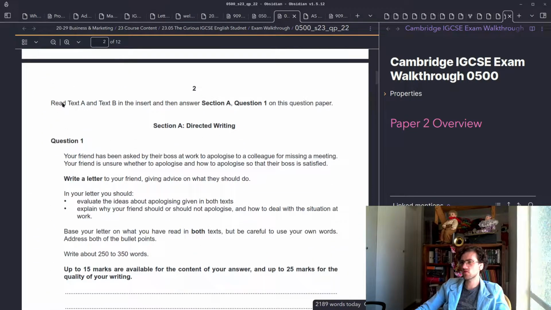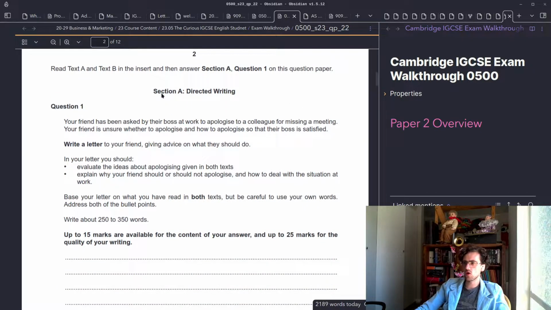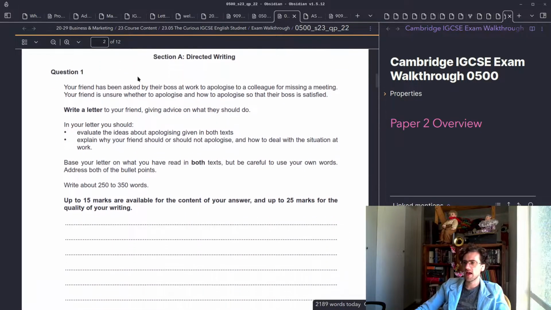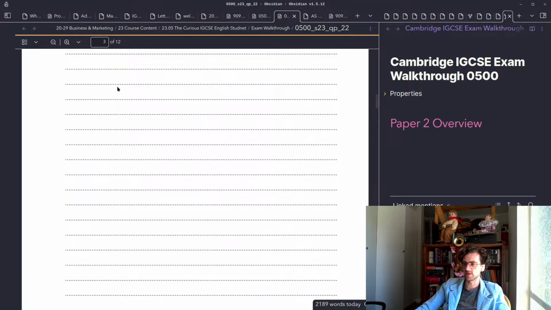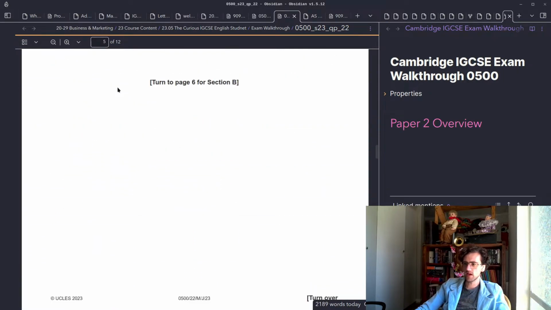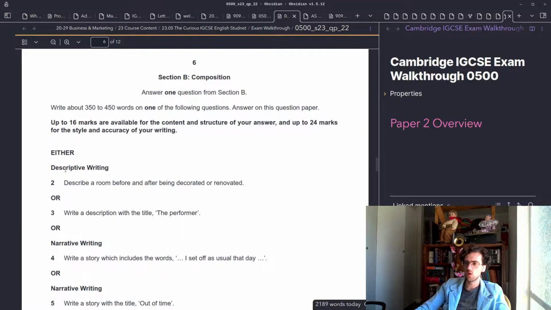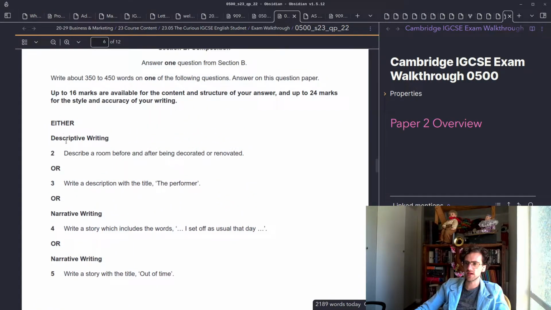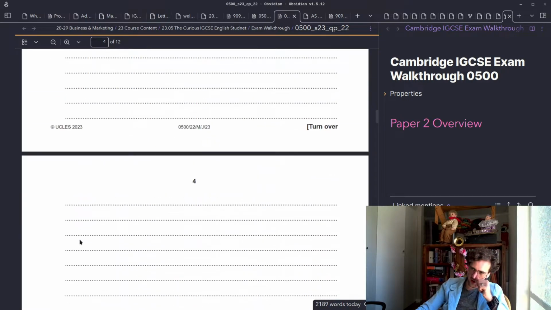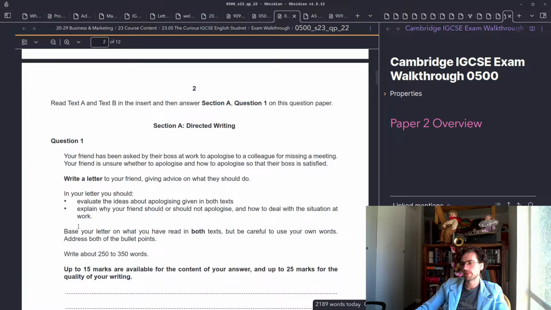Now, it says read text A and text B in the insert, and then answer section A, question 1 in this question paper. So section A is directed writing, and you need to answer the whole question. Okay? If you come down, you'll see the composition. It says answer 1 question from section B. So you do not need to answer all of the things. You do either descriptive writing or this one, or this one, or this one. Okay? So let's work through question 1 quickly.